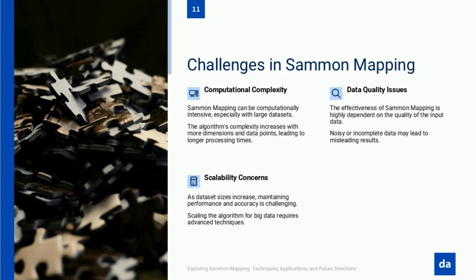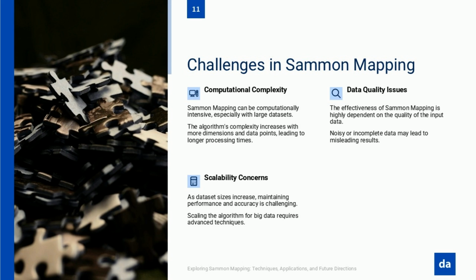Beyond these technical issues, comparability with other methods remains a topic of debate. While Sammon mapping is effective at preserving distances, newer methods like t-SNE and UMAP have gained popularity for their superior performance in certain applications. t-SNE, for instance, is particularly useful in clustering applications where local structures matter more than global distances, while UMAP offers both local and global structure preservation with faster computation times.